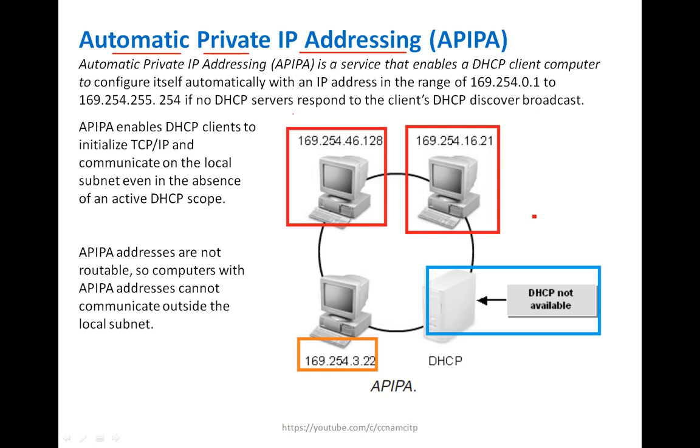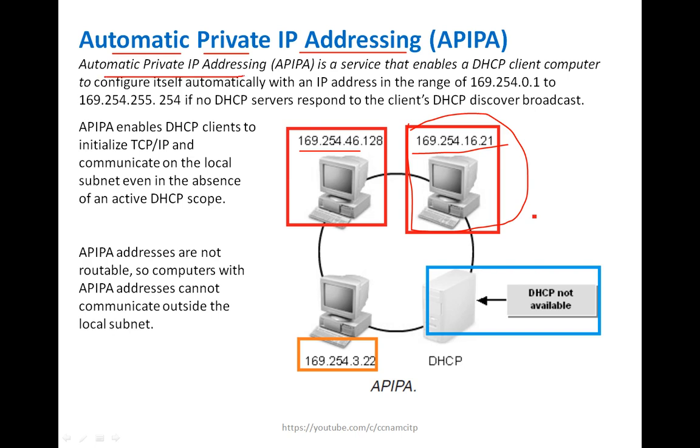In this, what happens, by name itself you should be able to understand. If you have configured DHCP in your network and the DHCP is not working, or it failed, or it is down, in that condition one IP is automatically assigned to all the systems. That is a range which is like 169.254.x.x. That is the range of that IP address. So the system will take one IP address automatically. That is known as APIPA.